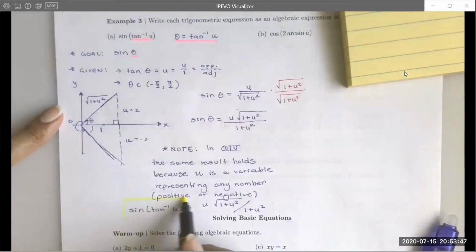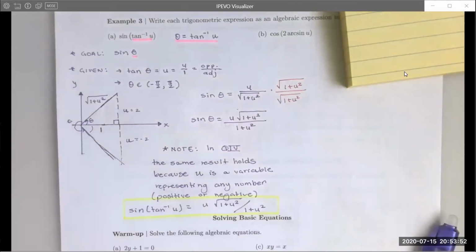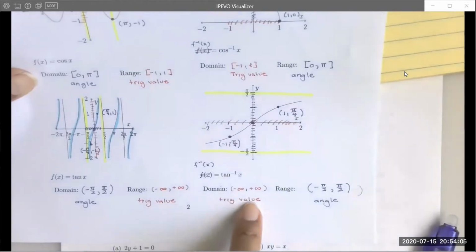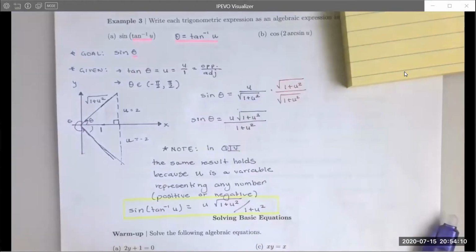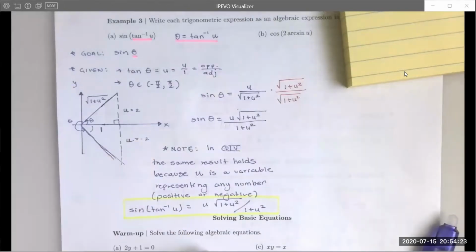Now you can always test that this is correct by plugging in some value. The only thing that you have to make sure is that you pick u so that it is in the allowable domain of tan inverse. So if you take a look at tan inverse, well, okay, here there's not too much of an issue because you can plug in whatever you want. The domain is from negative infinity to positive infinity, so we can plug in whatever. So let's just say we replace u with negative 2, just the way we have it here in the diagram.